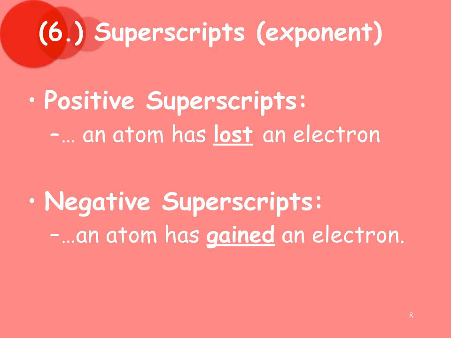When we're writing, we need to use superscripts or exponents. We will use positive superscripts if an atom has lost an electron. We will use negative superscripts if an atom has gained an electron. I cannot emphasize enough that our nonmetals are negative. They have extra electrons. Electrons are negative.